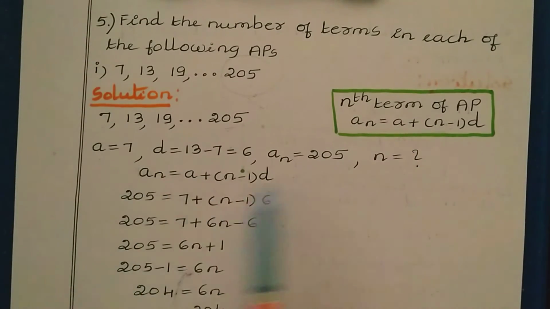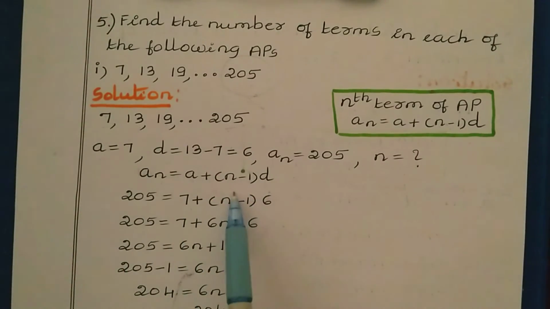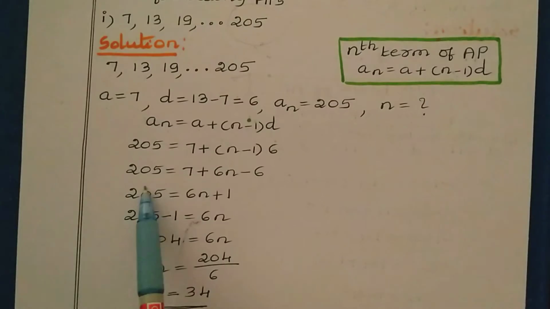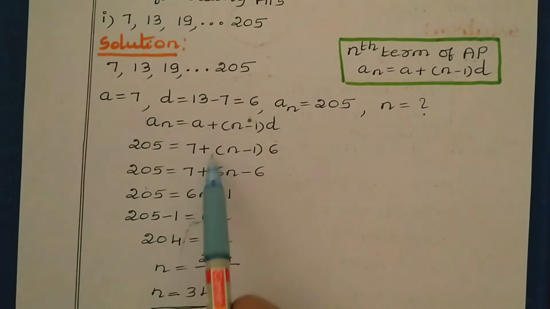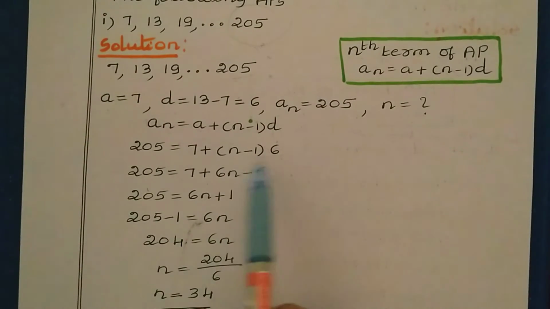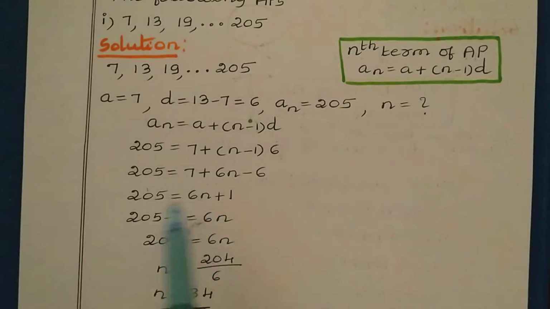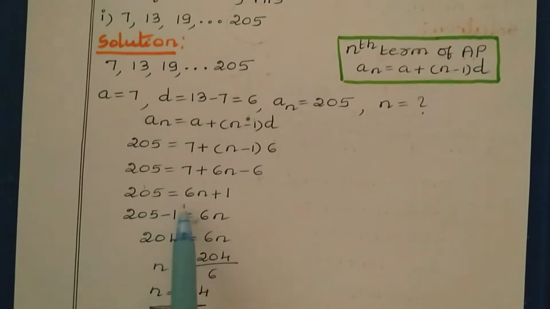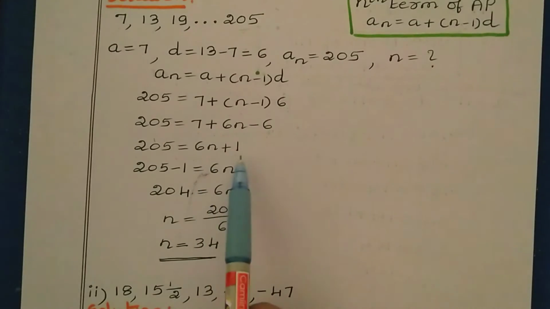Here I am substituting the values. an is 205, a is 7 plus, n value we need to find, so n minus 1, d is 6. So here we get 205 is equal to 7 plus 6n minus 6. Here you have to multiply the 6 with n minus 1. So we get this. Next, 7 minus 6 is plus 1. So 205 is equal to 6n plus 1.